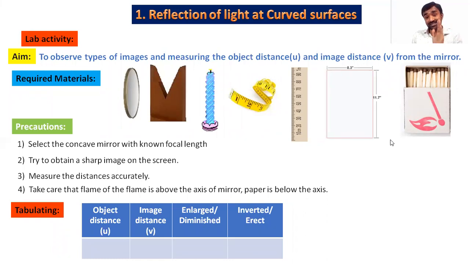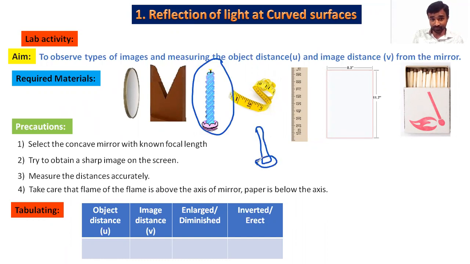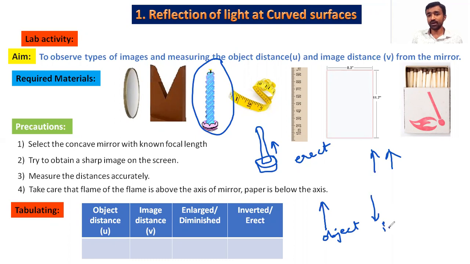Then the image is facing the same way as the object. Suppose the candle is like this, right? If you see the image also facing upward like your candle, that image is called an erect image. So the object is like this, the image also like this, facing the same side upward, right? Then it is called an erect image. If the object is upward and you observe the image is downward, opposite, top is bottom, bottom is top, this type of image is called an inverted image.